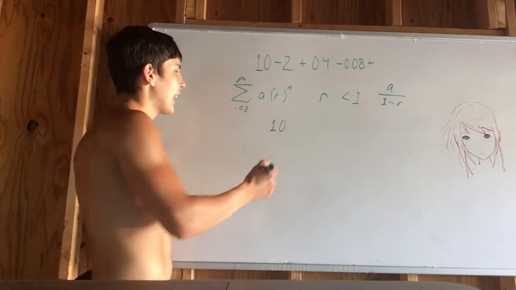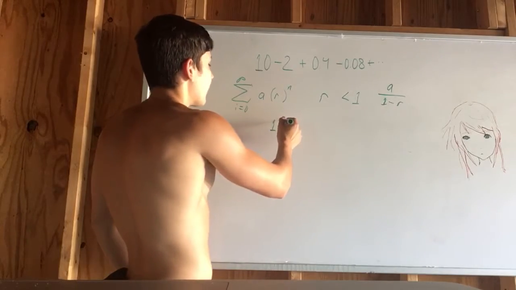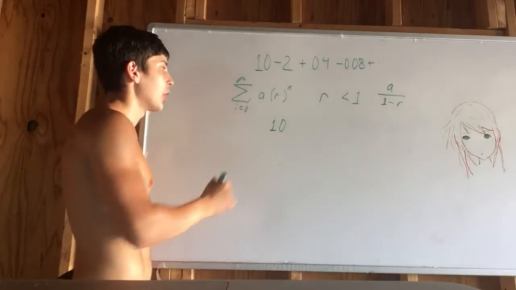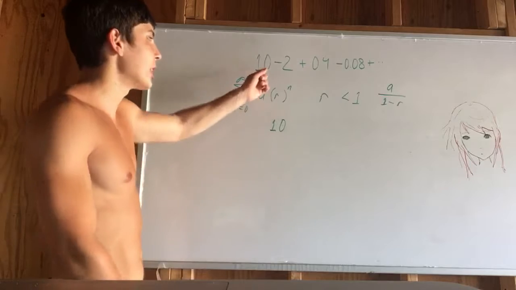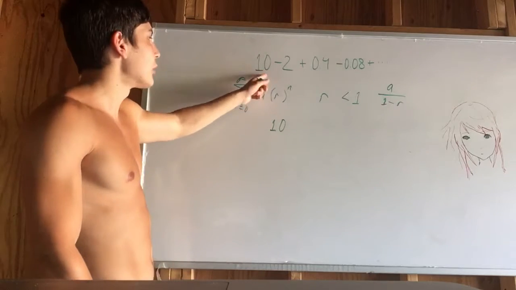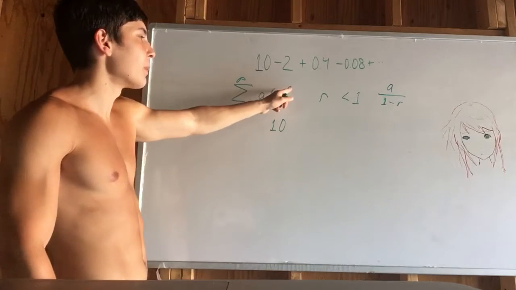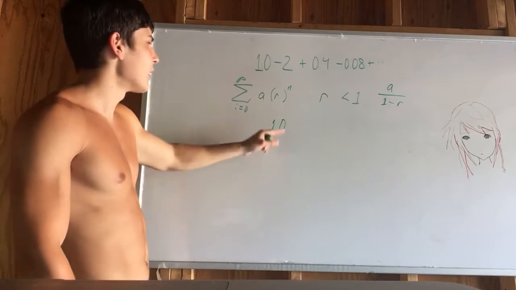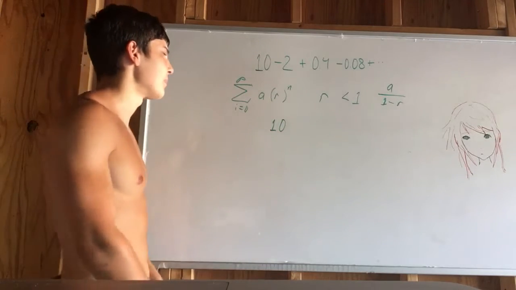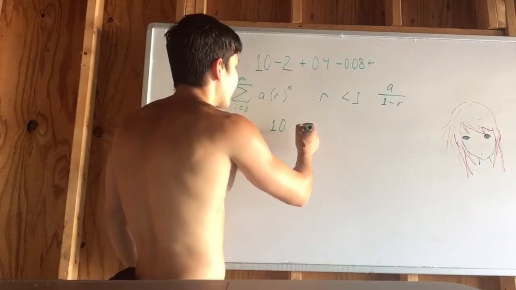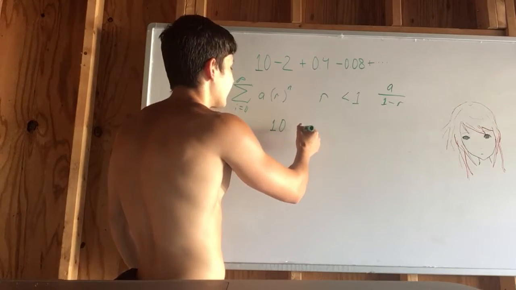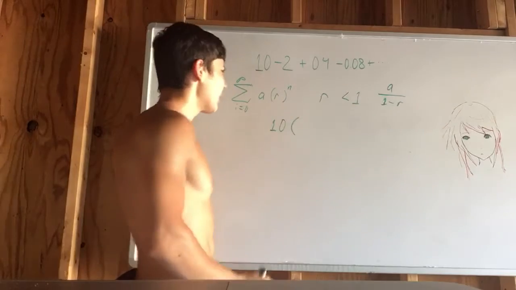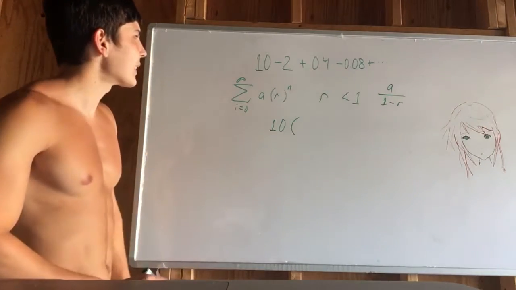So now let's find the values. We're going to have 10 for sure be our a, because we start with 10, right? If we plug in 0 here, this goes to 1, and we're just left with 10. We start with 10, that's going to be our a constant. What's going to be our r?